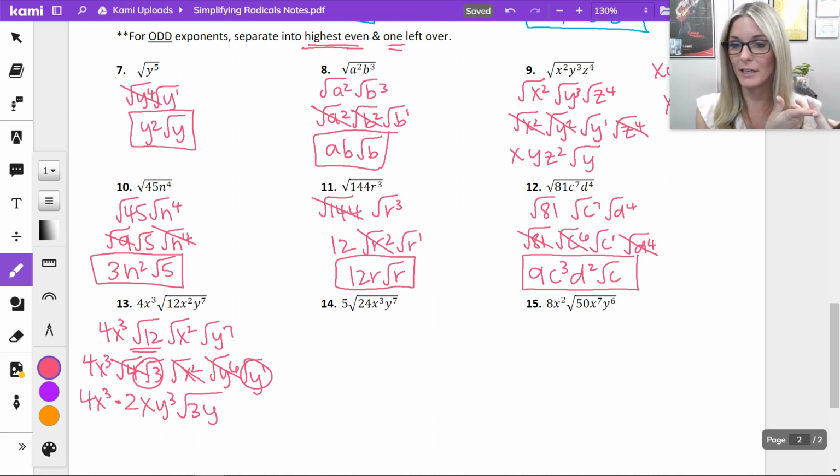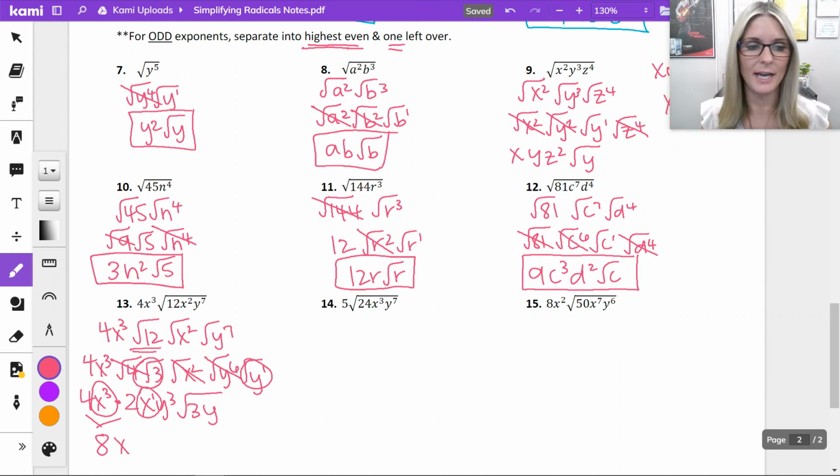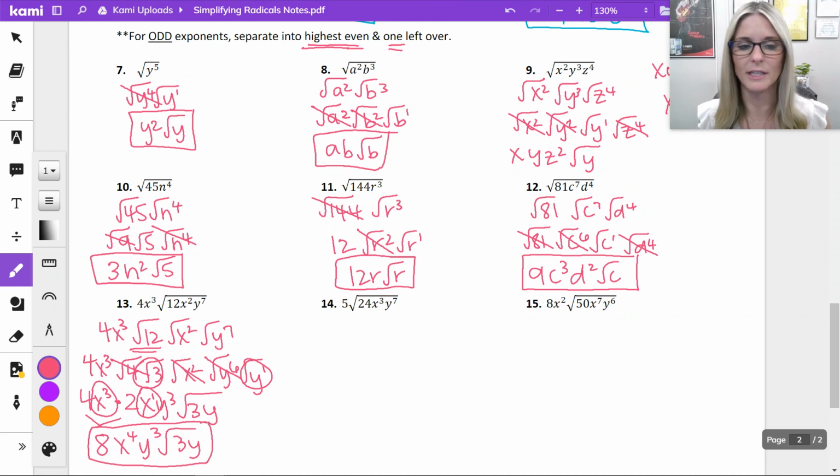Multiply, combine variables with exponents. So we had 4 times 2 makes 8. We had x to the 3rd and another x. Add up your exponents, right? This is going to be x to the 4th, y cubed, radical 3y is our big final answer. Notice we've really built on everything we've talked about so far with radicals.